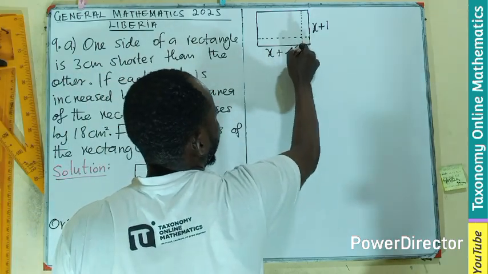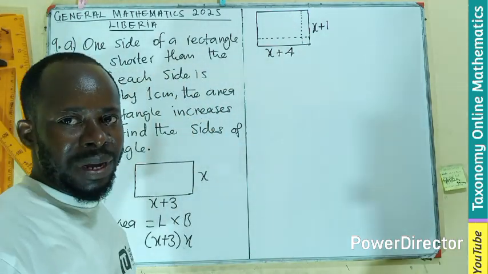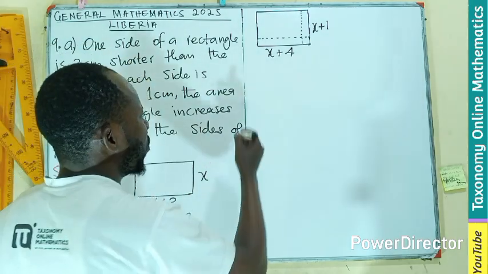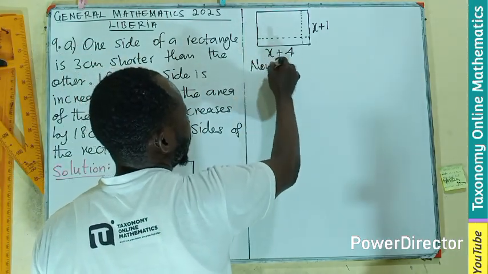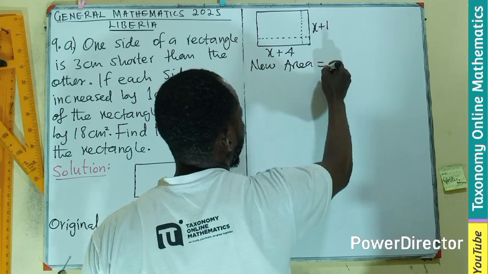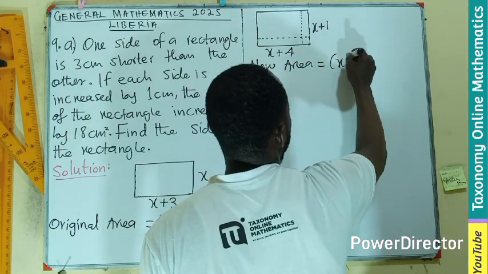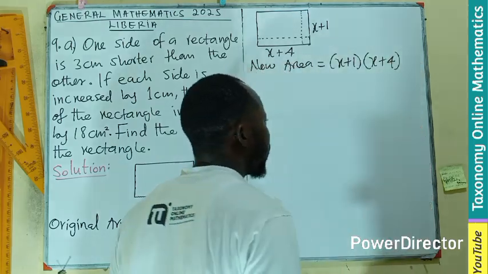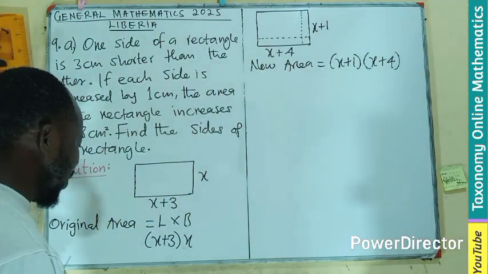That will give you 4. Do we get that? So this becomes the new length. We need to find the new area, so the new area will also be length times breadth. Therefore, x plus 1 times x plus 4. I think we can expand in each case.